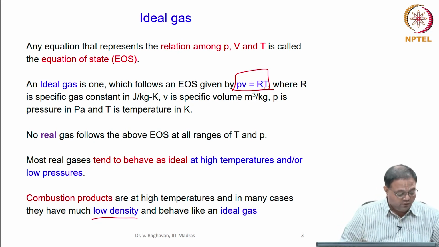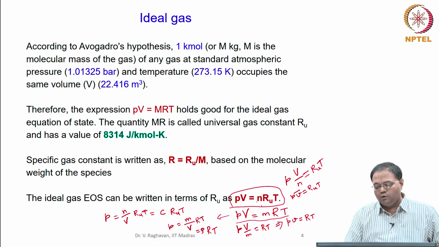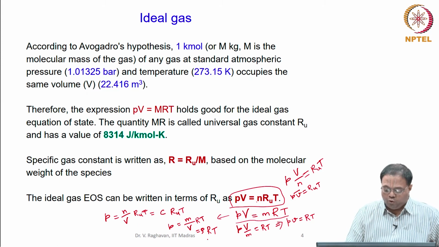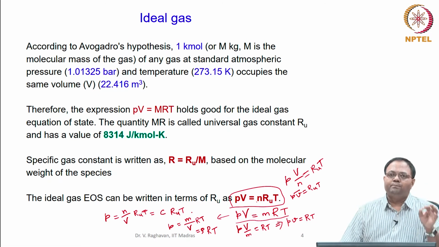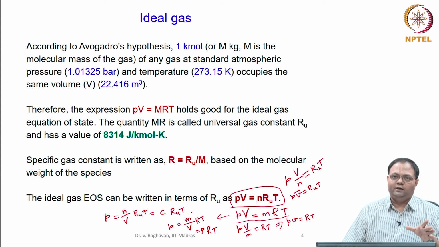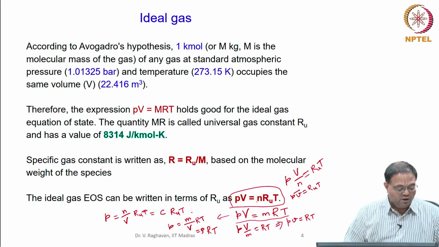This equation can be written in several forms, like PV equal to N Ru T, or PV equal to m RT, where R is the specific gas constant, and so on. Even P equal to rho RT, P equal to C Ru T. Several ways you can write this equation, and this is a simple equation which relates P, V and T. This is possible only when the ideal gas assumption is valid, under certain ranges of temperature and pressure where the densities are low enough.